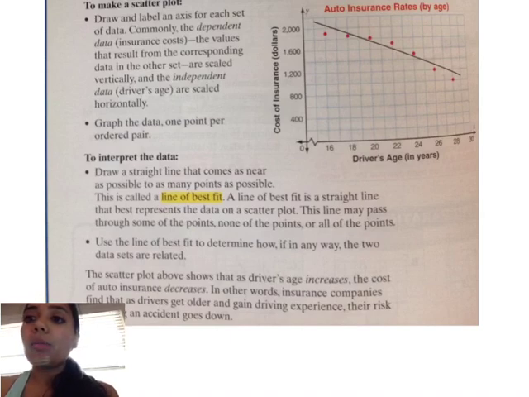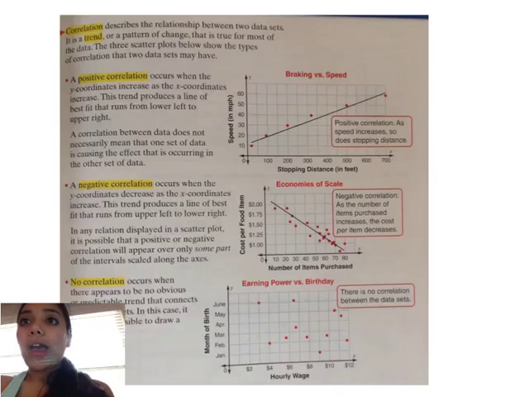So the scatter plot above shows that as the driver's age increases, the cost of auto insurance decreases. So if one increases and one decreases, we are going to learn about what kind of scatter plot that is. This is a lot of talking, I know, and a lot of writing because of your vocabulary words, but hopefully you understand what I'm saying. So, okay, I know a lot more vocabulary words.